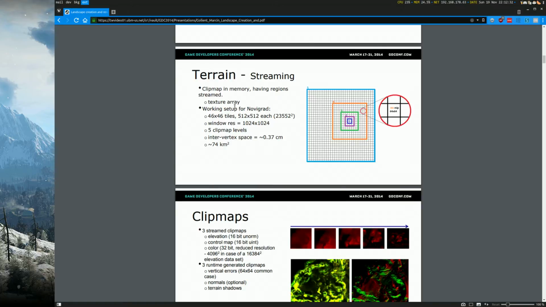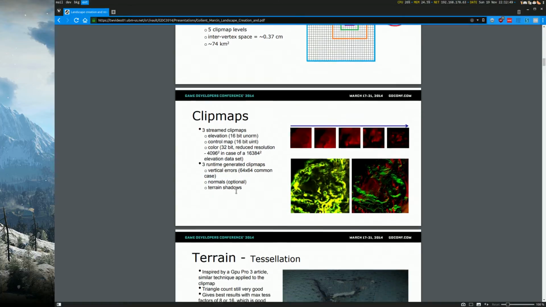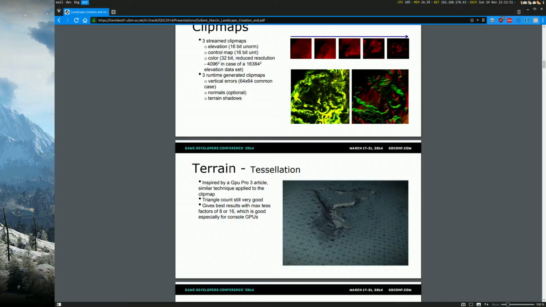Okay. So what they're doing is something else. I'm not sure if I'm understanding this correctly. Let me see. 3 streamed clip maps, elevation, control, okay, color, runtime. So I do the normals at runtime, alright.